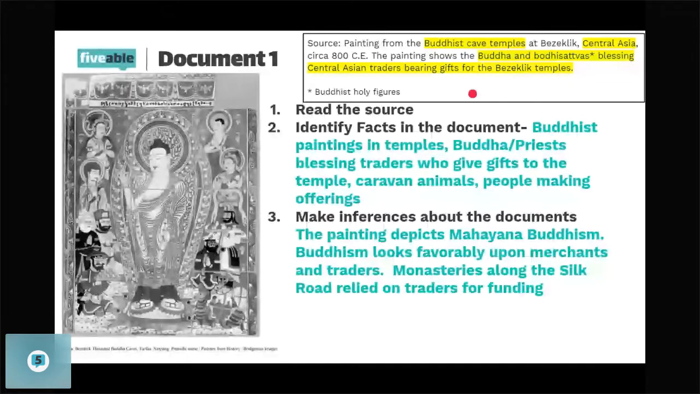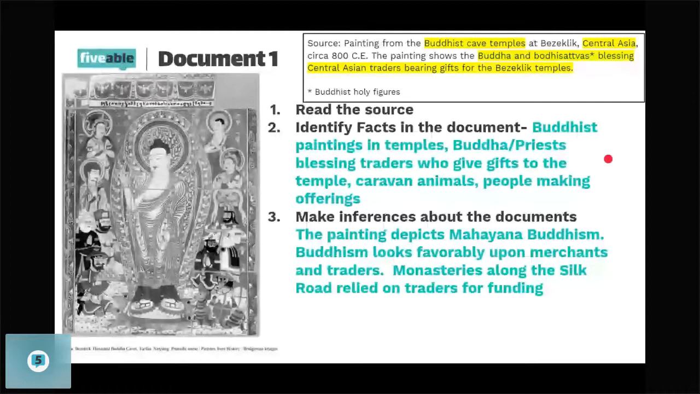All right, so the next thing I do is have my students next to the document jot down some facts. If we're just looking at that sourcing statement, there's Buddhist paintings in the temples, Buddha and the priests are blessing traders who give gifts to the temple. And when I looked at the picture, I saw some caravan animals down here. I think that's a donkey. And then people are making offerings. He's got something on a tray, some kind of offerings. So those are my facts. So jot that down, right?